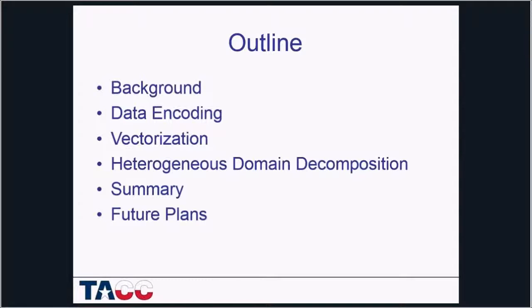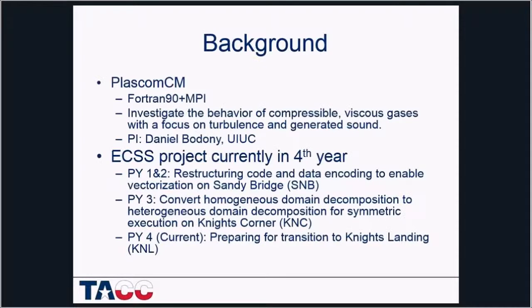So just a bit of an outline. I'm going to talk about the code itself in 1 or 2 slides, and then talk about the various things that have been done both to improve sequential performance and parallel performance, and then how we've translated that to the Knight's Corner Xeon Phi and our hopes for the Knight's Landing Xeon Phi to come. Plascom CM is a Fortran 90 code with MPI. It investigates the behavior of compressible viscous gases, and like Nancy said, the PI is Daniel Bodoni at the University of Illinois Urbana-Champaign. This project is currently in its 4th year.